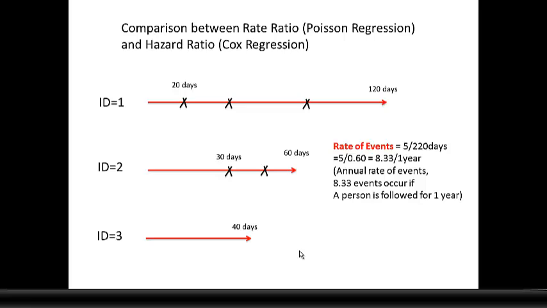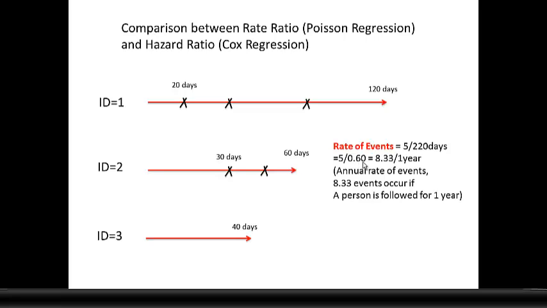And rates of events are compared by counting the total number of events within a cohort. In this case, a total of 5 events, okay, divided by total follow-up time. So 120 days for the first patient, 60 days for the second patient, and 40 days for the third patient. So you add this up and get 220 days. Okay? And I converted 220 days to years, which is 0.6 year.